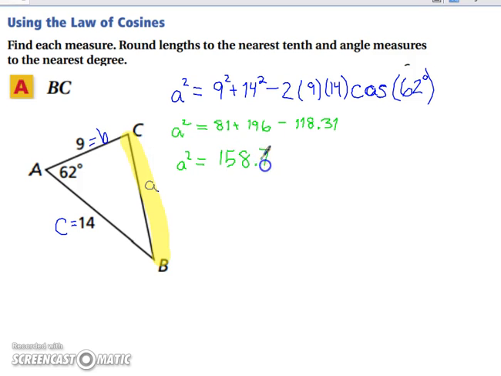which will bring us to 158 and 7 tenths. A is not by itself yet. We need to take the square root of both sides. So A is about equal to 12.6. There's no units, so you can write 12.6 units if you wish. Try this next one on your own.